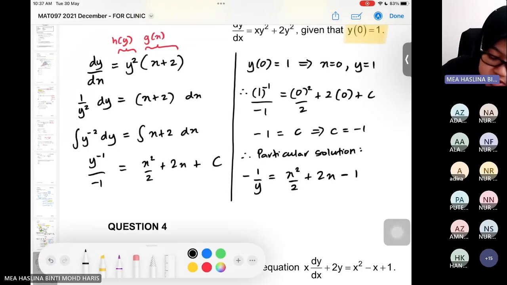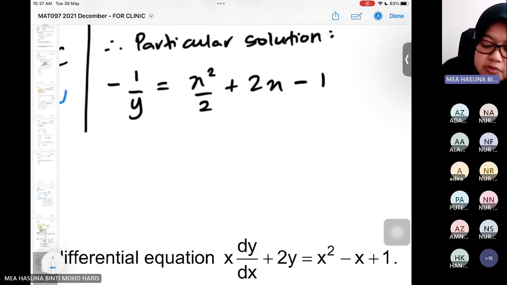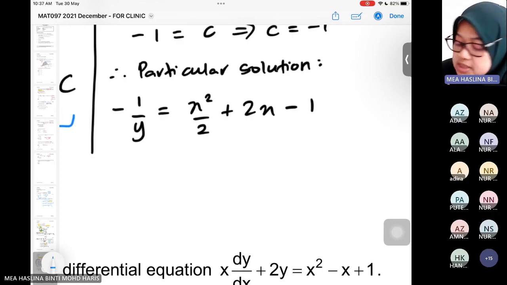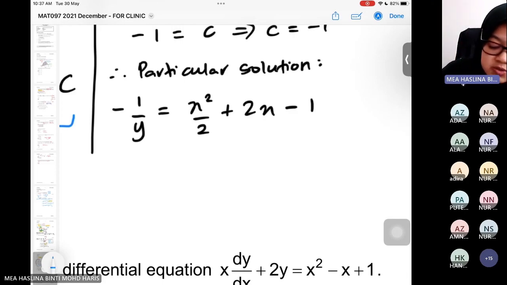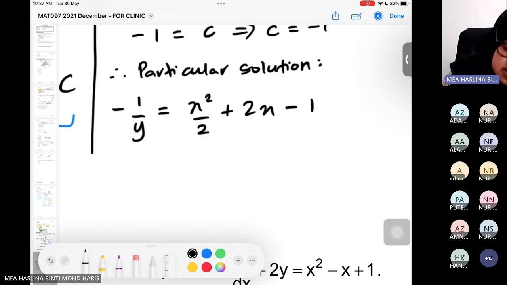So this one is what we call the general solution. If a proper way to write this, it is possible, for this form of function, to present your answer explicitly, meaning to put y to be the subject of the equation. So if you want to put y to be the subject of the equation, you have to work further.